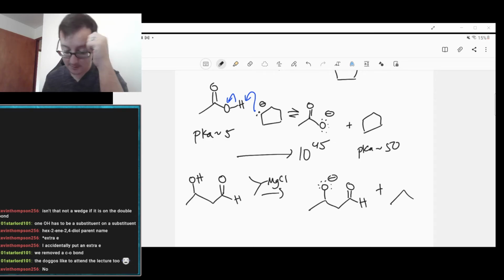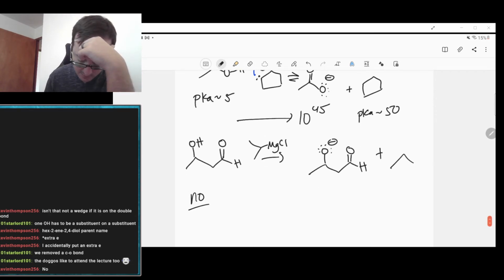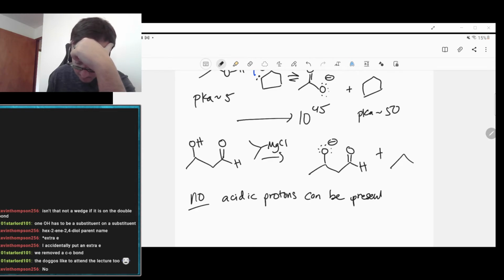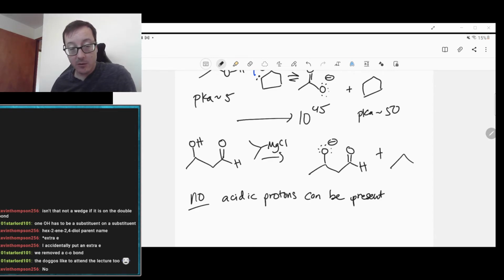So the point is here, no acidic protons can be present if you want to do a Grignard reagent. Remember that alcohols have pKa's of about 15, and so a pKa of 50 will greatly outpace that. So you can't have any OHs around whatsoever, whether it's a carboxylic acid or an alcohol.